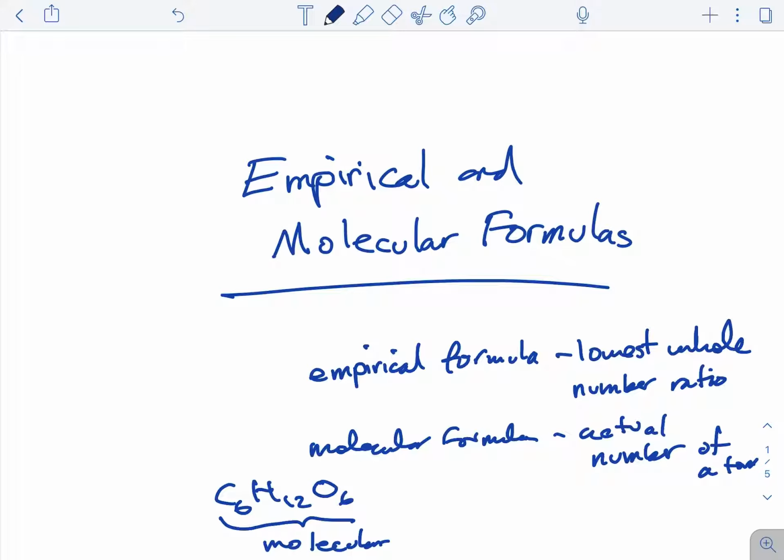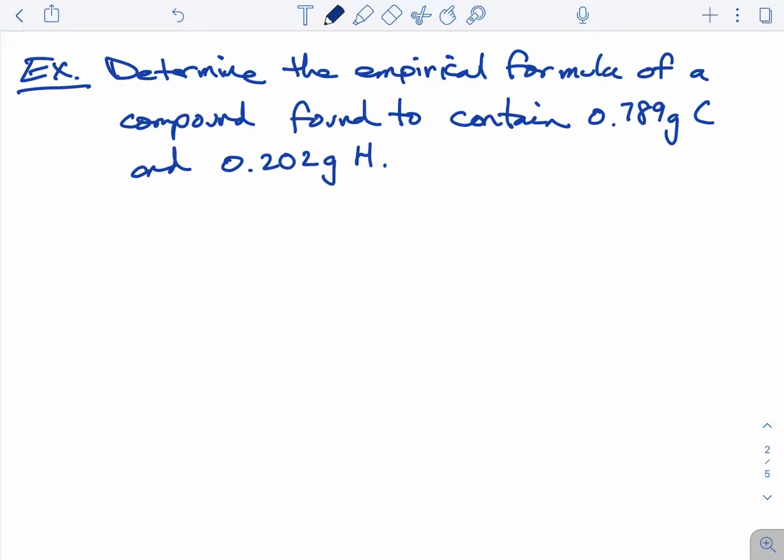But if we divide all of these subscripts here by 6, we get the empirical formula. That would be CH2O. That's the lowest whole number ratio of atoms, 1 to 2 to 1. All right. So because 6 to 12 to 6 is the same as 1 to 2 to 1. So this then is the empirical formula. And that's normally the first thing we're going to find when we do these calculations. So let's work an example to see what all of this actually means.